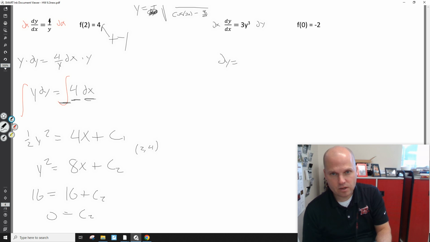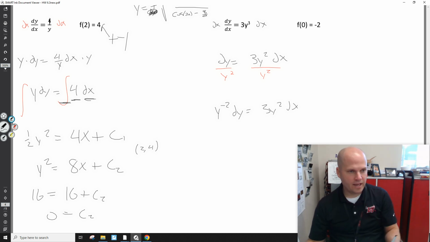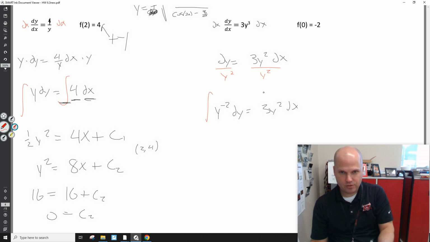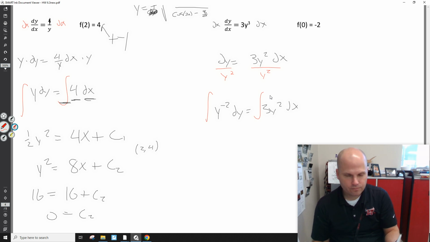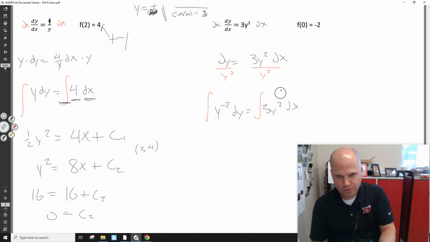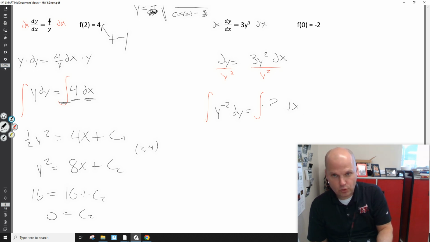I got dy equals 3y squared dx. I'm going to leave the 3. Don't touch the 3. The 3 is fine. I'm going to divide by y squared. When I divide by y squared, dy over y squared can be written as y to the negative second dy, 3y squared dx. We're good. Antiderive both sides. Let's see what happens. That's just a 3. Y to the negative second equals 3.